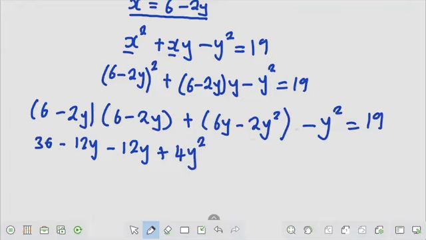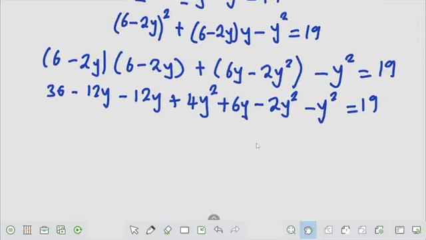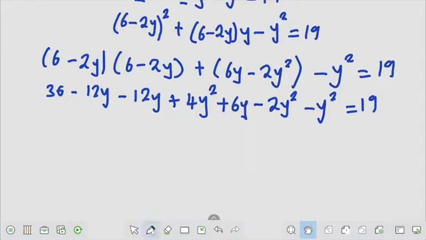Sorry, I left out the y. It's fine, I did expand. Then here we are just going to open these brackets by multiplying with a positive. Positive times positive 6y, we are going to have positive 6y. Then positive times negative is negative 2y squared. Then minus y squared is equal to 19. From this stage, we are just going to simplify and group the like terms together.